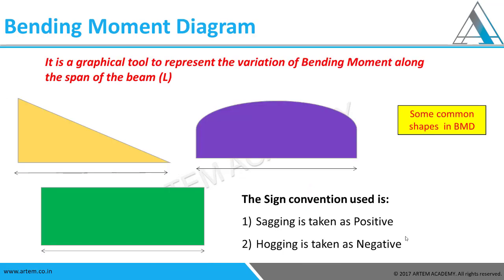Bending moment diagram is the same thing, the variation that takes place from one place to another at each and every section. These are the common shapes that we usually see in bending moment diagrams. And as I told, sagging is taken as positive and hogging is taken as negative.